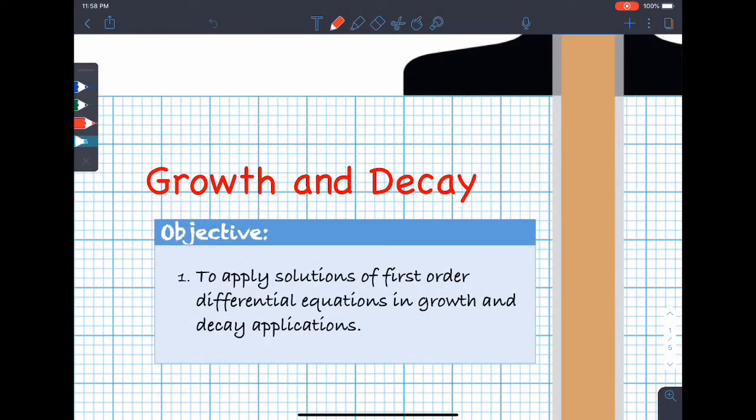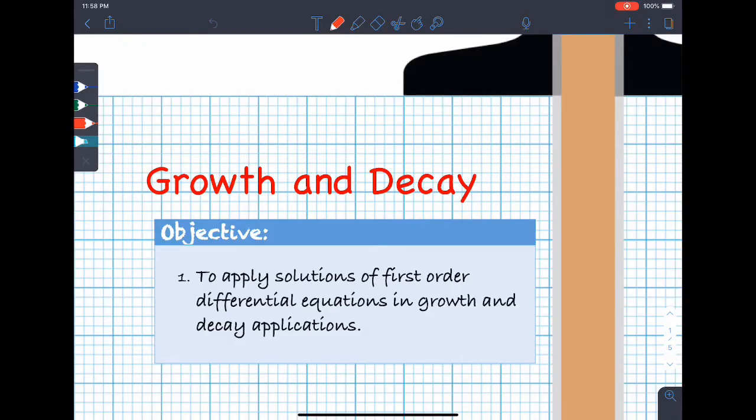We are now on the applications of first order differential equations. There are different applications for first order differential equations, but we will focus on the problems involving a certain growth or decay of a certain substance or object. From there, we'll be able to apply some principles of first order differential equations in solving such problems. At the end of this presentation, we should be able to apply solutions of first order differential equations in growth and decay applications.